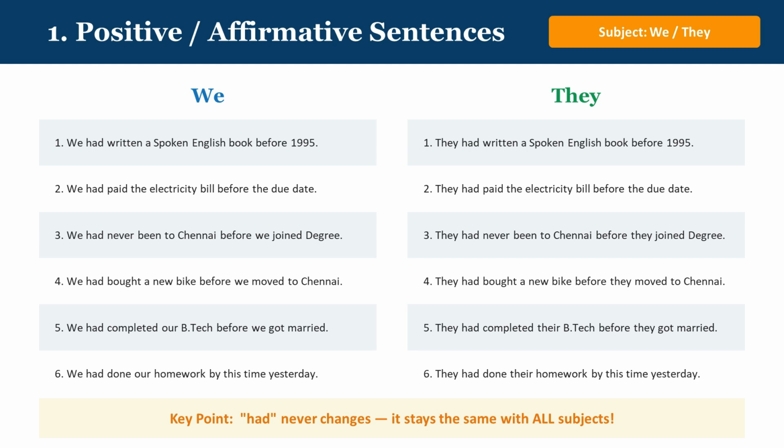With they, they had written a spoken English book before 1995. They had completed their B.Tech before they got married, and so on. Here is a very important point to remember. The word had never changes. It stays the same with all subjects. Whether the subject is I, you, he, she, it, we or they, we always use had. This makes the past perfect tense easier to learn.